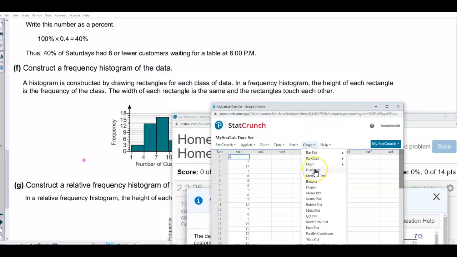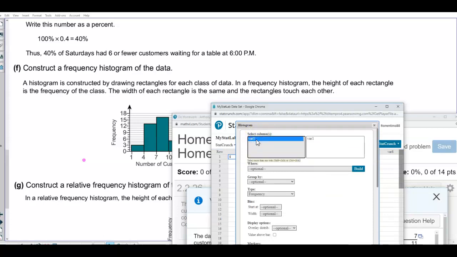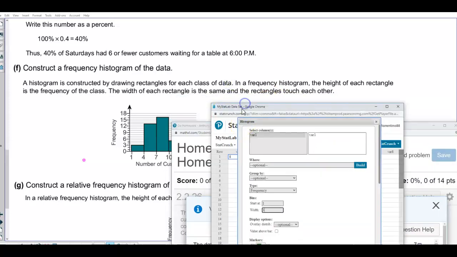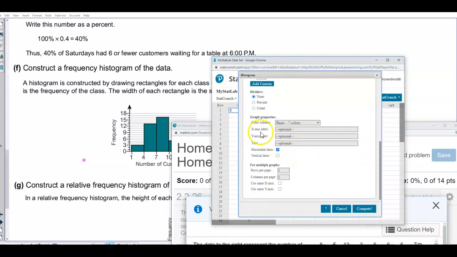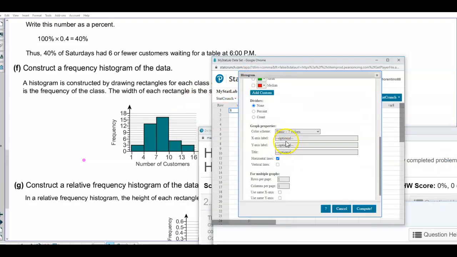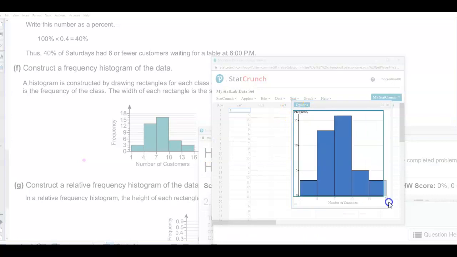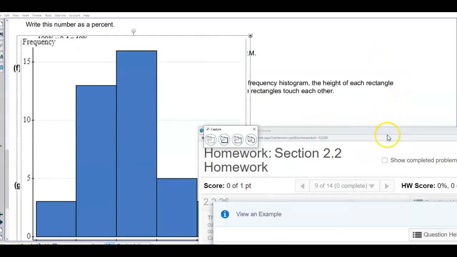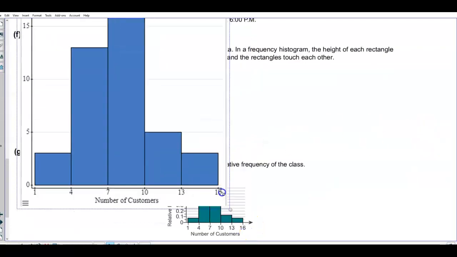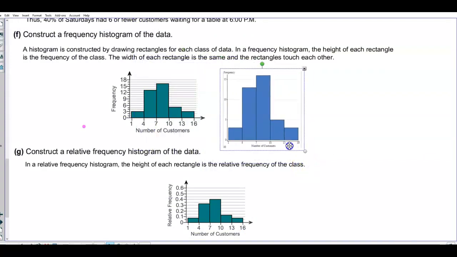Okay, so we're going to graph this. We go to graph, select histogram, and select our column. What do we know about the starting point? It's starting at 1. Our class width is 4 minus 1, which is 3, so we can put that into our width. Then if we want to label the x-axis, we can, so that we can see what that looks like. We label the x-axis number of customers. Then we select compute. So there is our frequency histogram.